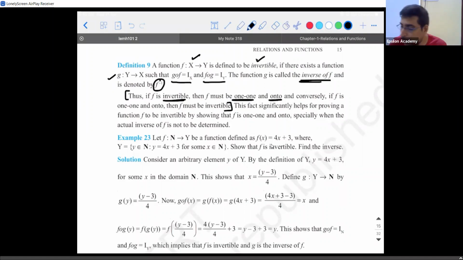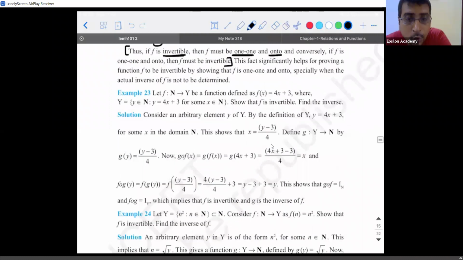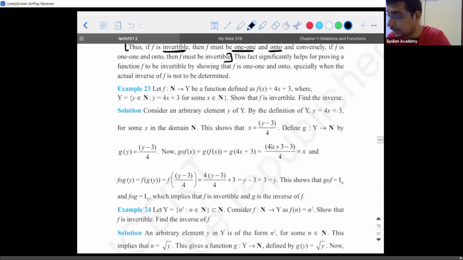Okay, so have this point in your mind. With this, I will show how to calculate the inverse of a function. I will take an example and then I will show it. Let f be a function mapped from the natural number set to some set Y and defined as f of x is equal to 4x plus 3, where set capital Y is the set of y equal to 4x plus 3, where y belongs to the natural number set for some values of x that belong to the natural number set. Show that f is invertible, and find the inverse.